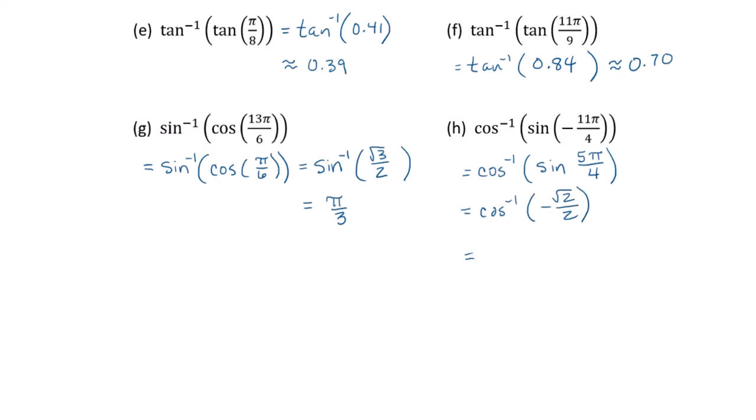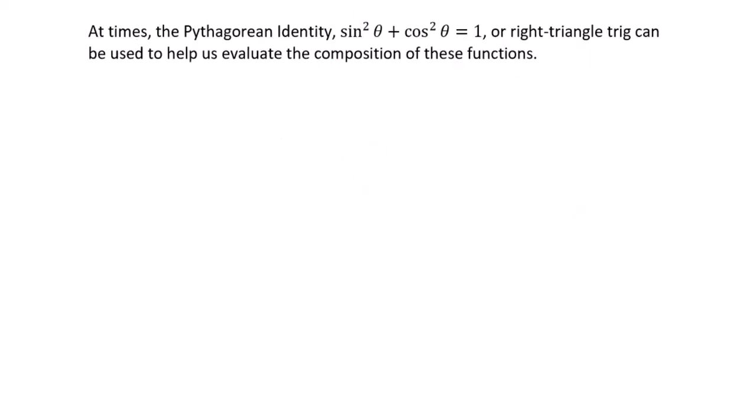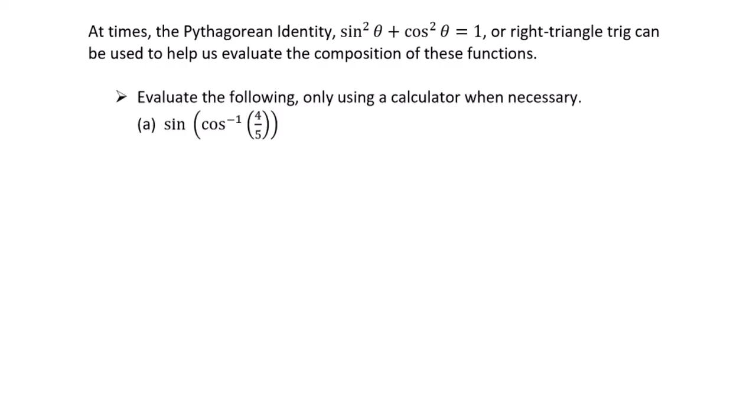Now, when I'm taking the inverse cosine of negative square root of 2 over 2, we're trying angles between 0 and pi. That's going to be an angle of 3 pi over 4. At times, the Pythagorean identity sine squared theta plus cosine squared theta equals 1, or even right triangle trig, can be used to help us evaluate the composition of these functions.